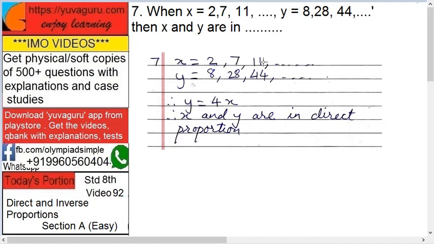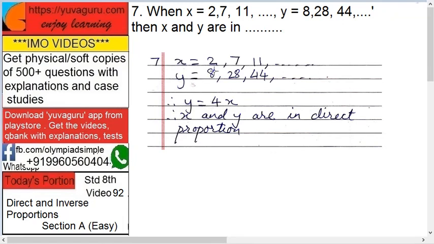Direct or inverse? Here x equals 2, y equals 8; 7, 28; 11, 44. What is this relationship? Here, as x increases from 2 to 7, y also increases. 7 to 11, y also increases. It means both run in the same direction. That's why they will be in a direct proportion. That is the logical answer I am giving.